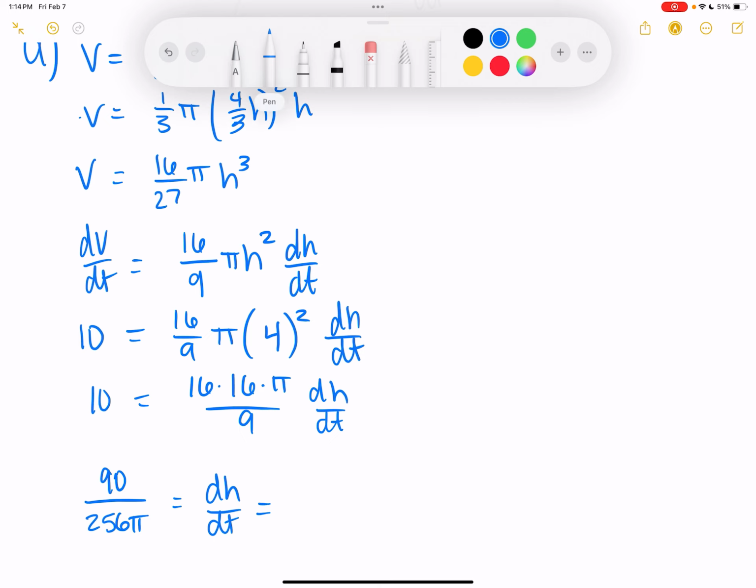All right, what's 90 divided by 256 pi? Wait, don't say it yet. Why are you trying to do that in your head? Josh, what is it? Tell me. It's not 15 divided by 26. Alright, so that would be, I guess, 0.1119.